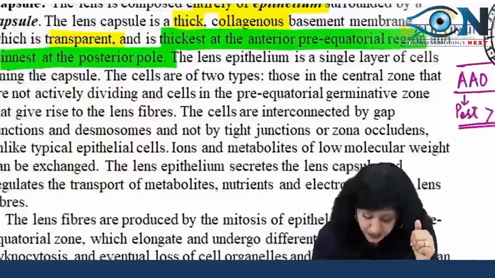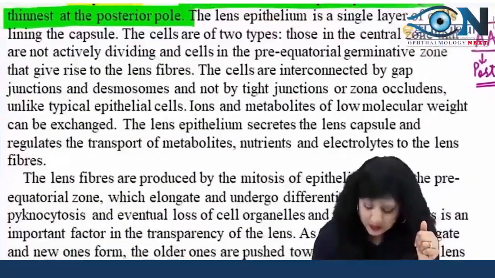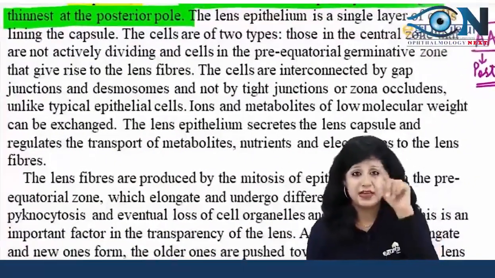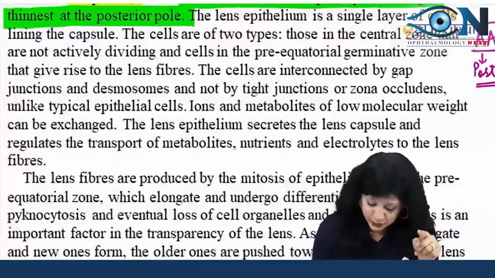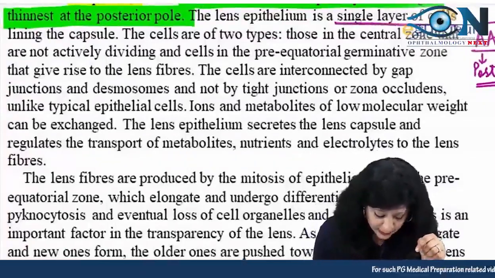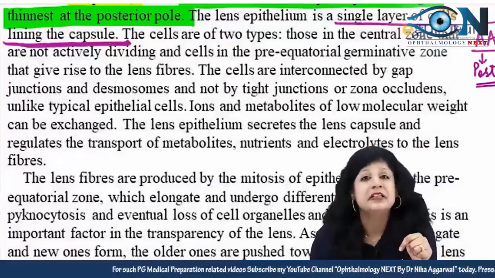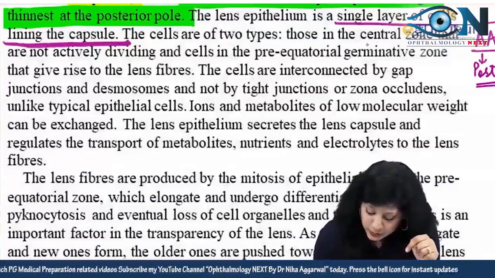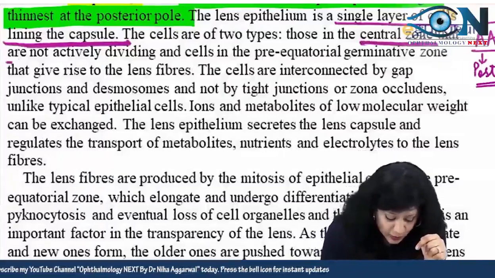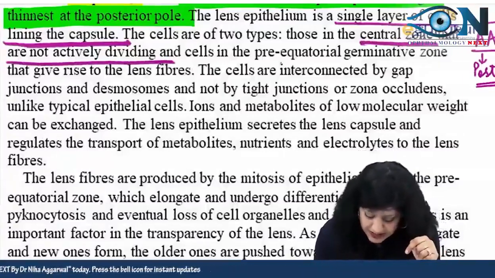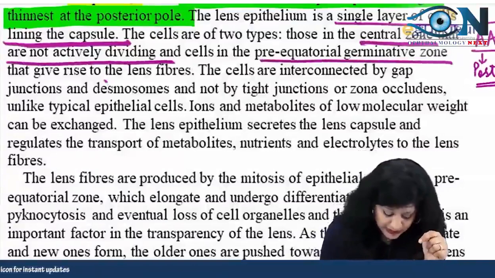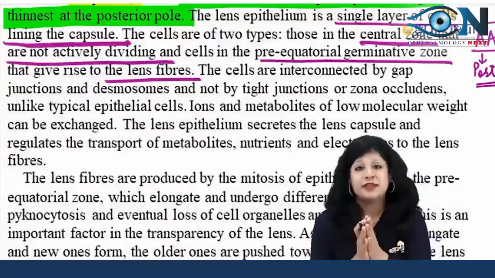Okay. Now coming to the epithelium. Now we know that the epithelium consists of a single layer of cells. So the lens epithelium is a single layer of cells which is lining the capsule, and these cells are of 2 types. Those in the central zone are not actively dividing. Cells in the precutorial germinative zone give rise to the lens fibers.